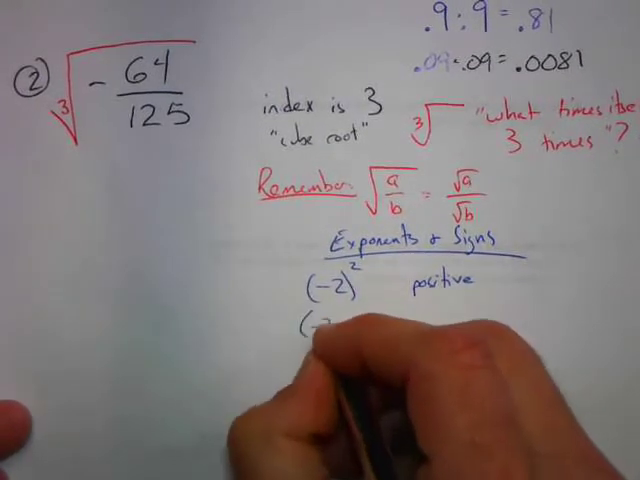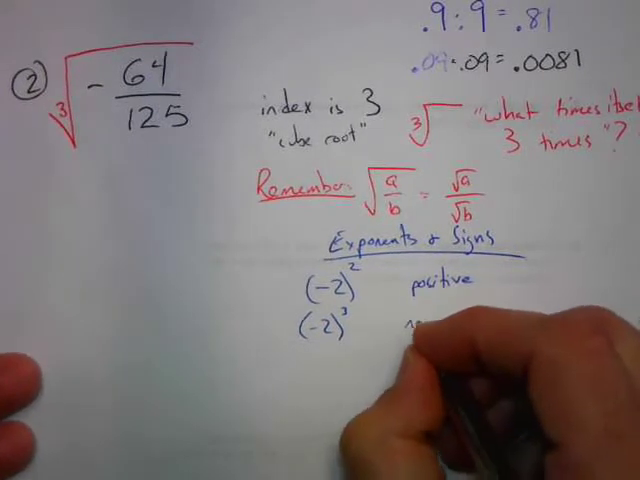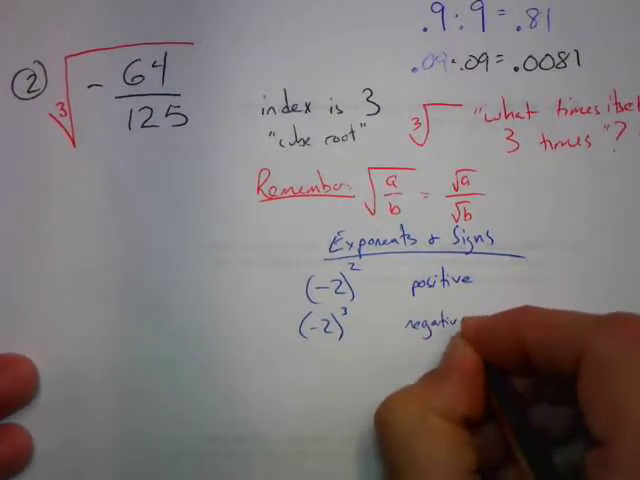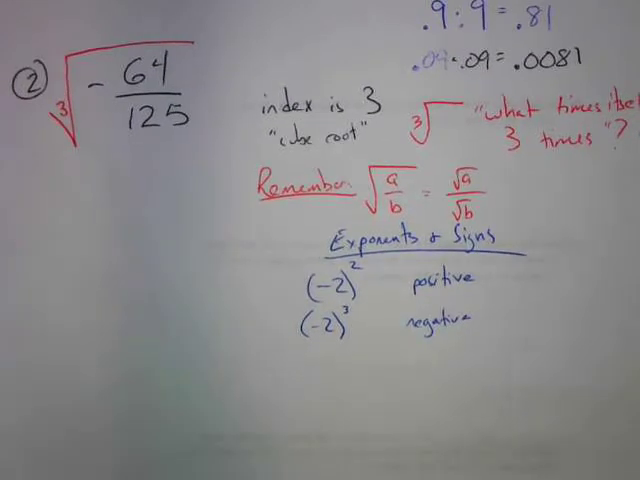So what if I had negative 2 to the third power? Is that going to be positive or negative? Negative 2 to the third power is actually going to be negative, because you end up with negative 2 times negative 2, positive 4, times negative 2 is negative 8.